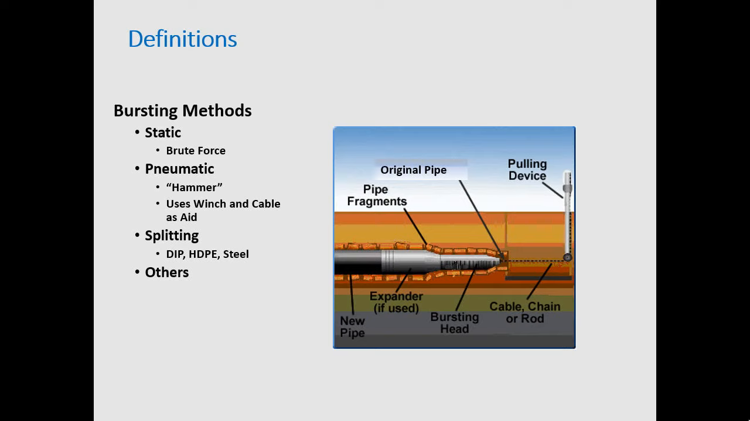Then I talked about the splitting, where you actually split the pipe versus break it. When you have ductile iron pipe that's pretty tough, you can't just burst it. It's not going to break under brute force. You have to cut it and then push it out of the way while you pull the product pipe in. HDPE is the same way. It's too malleable. It can't be burst. And then steel as well.